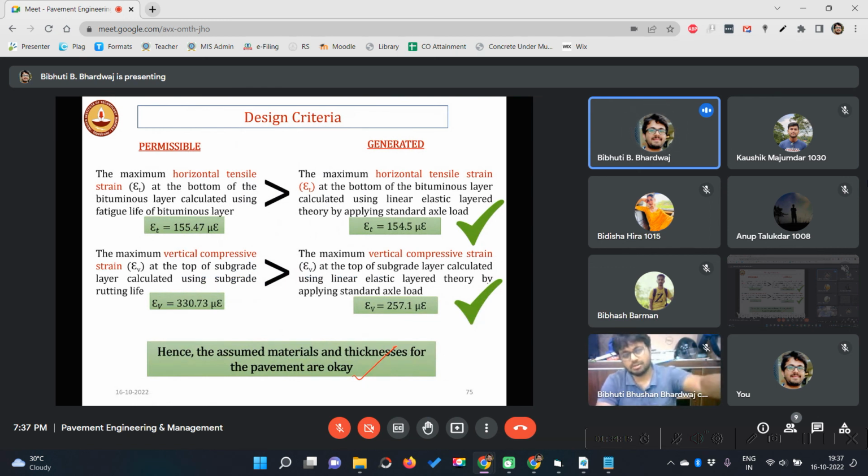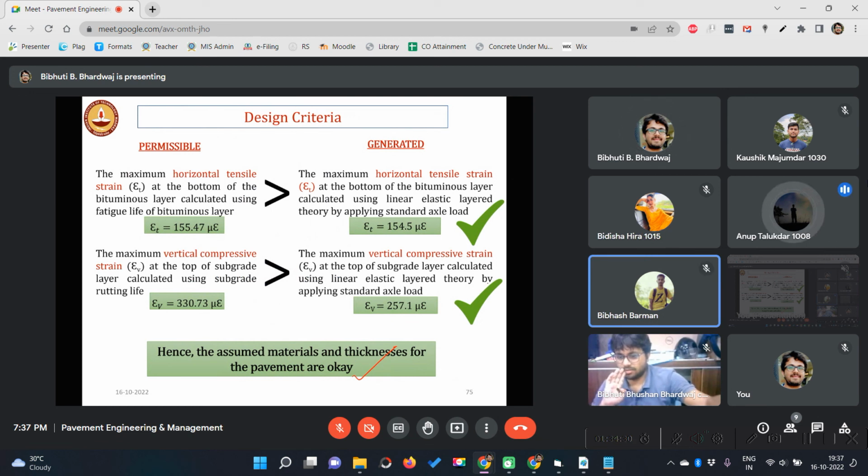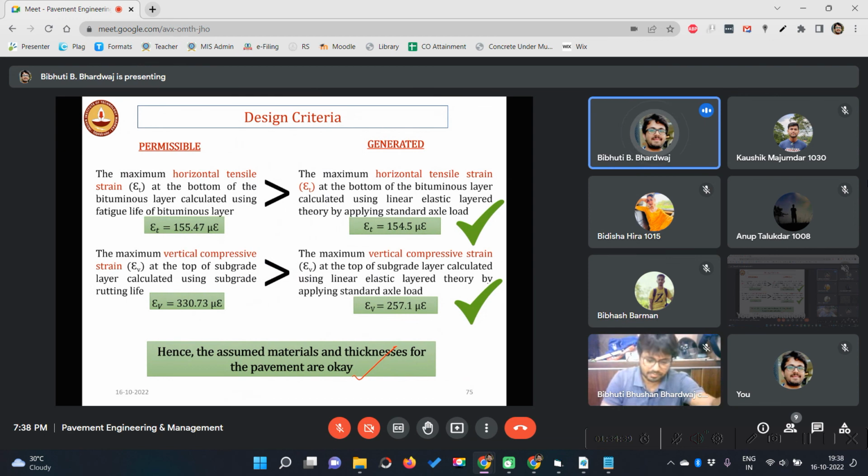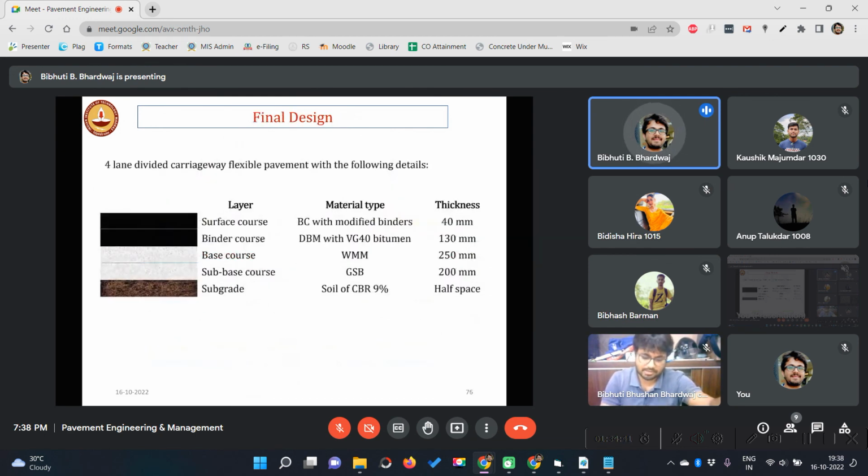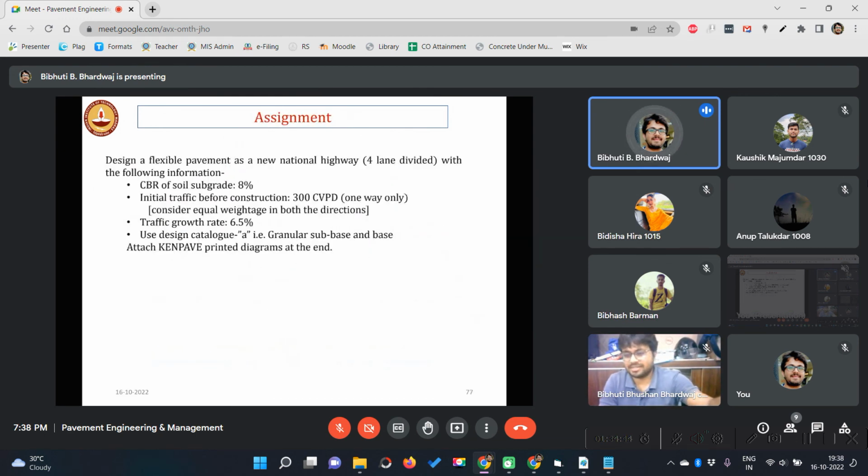So understood this entire concept? Any doubt? Yes, sir, no doubt. I want to hear this from all of you. Yes, understood. Understood, sir. Okay. Giri sir? Yes, sir. Understood. So this is the final design.